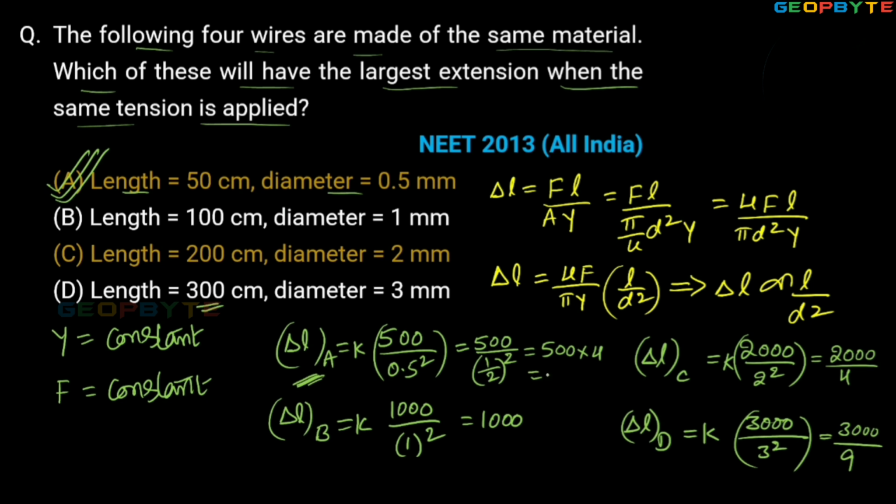Now, first case is 2000. Second case is 1000. Third case 500. Fourth case, option D, 3000 by 9, it is 1000 by 3, which is 333. So, among all these, you can say that 2000 is more than 1000, more than 500, more than 333. Therefore, option A is absolutely correct. Understood clearly? Yes.